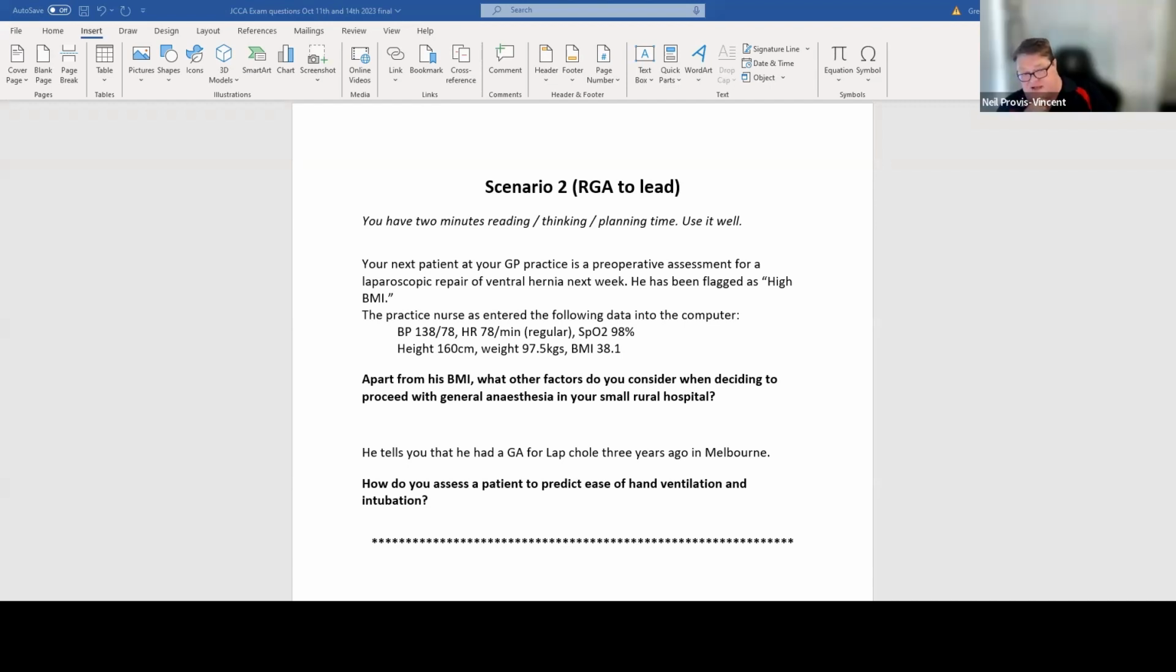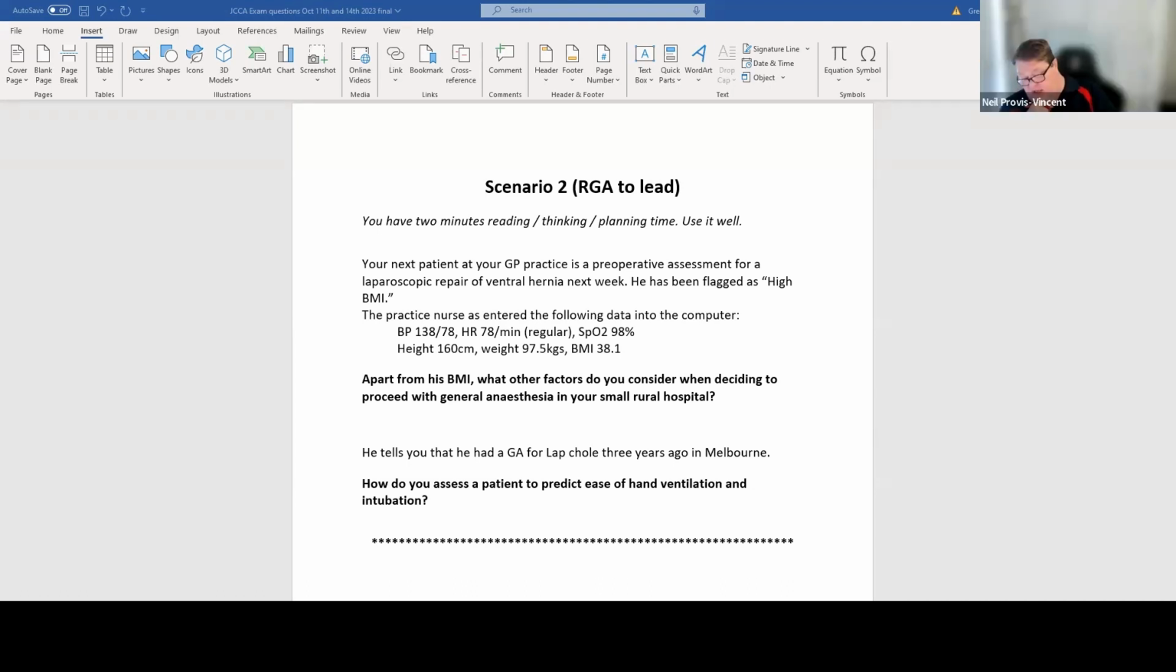Given his body habitus, he may have a bit of sleep apnea. How would you screen for that? So we use the STOP-BANG screening. I ask about snoring, tiredness during the day, observed apneas, whether he's got a history of high blood pressure, his BMI over 35, and his age and gender. So he already, based on that, is screening positive for suspected sleep apnea.